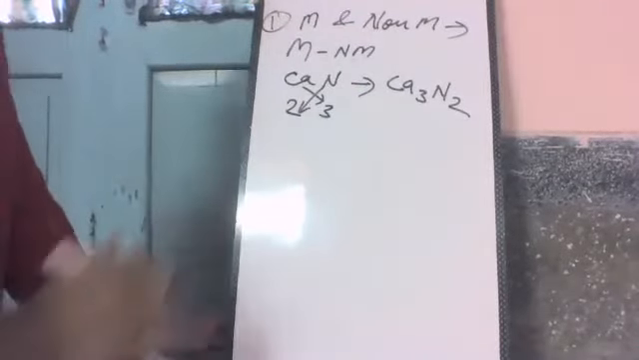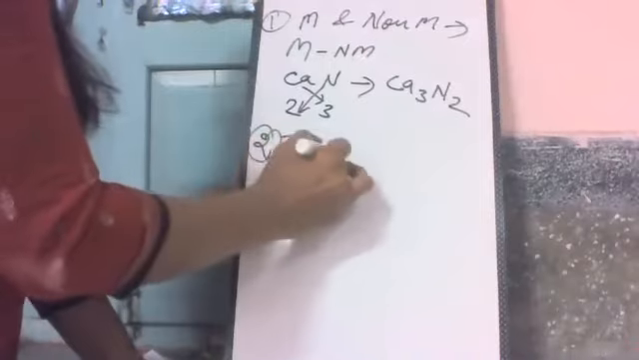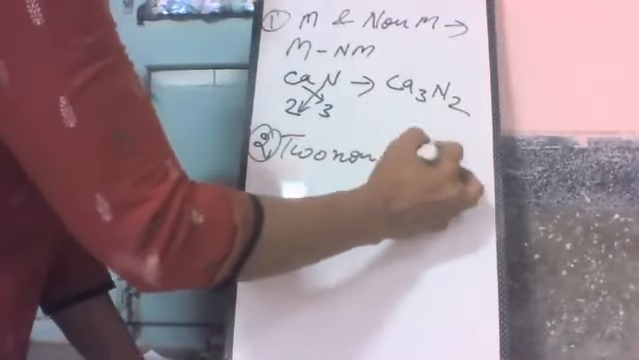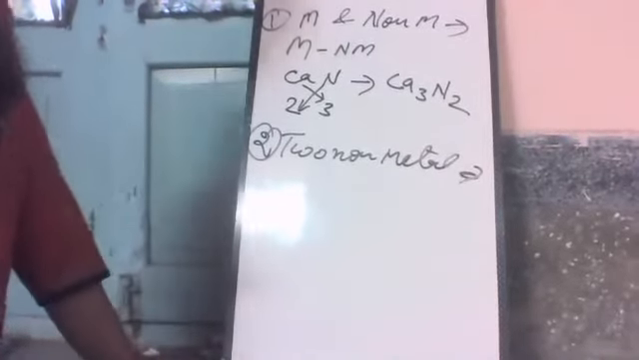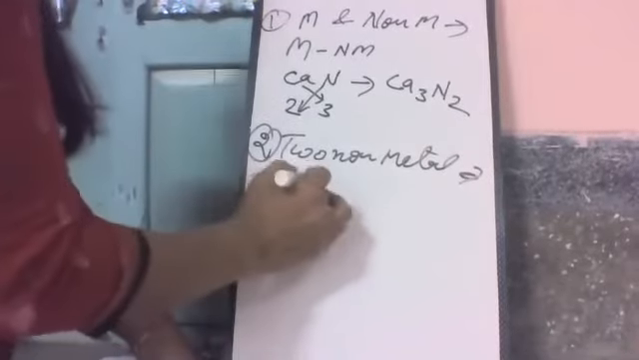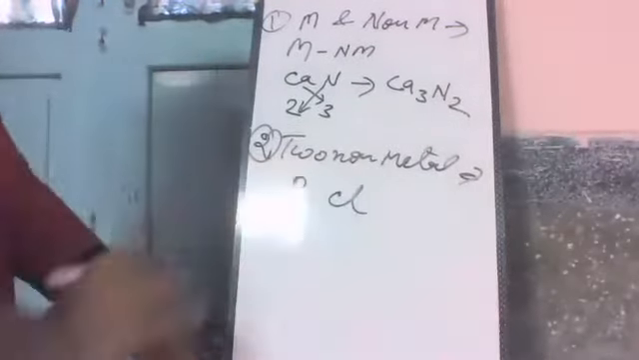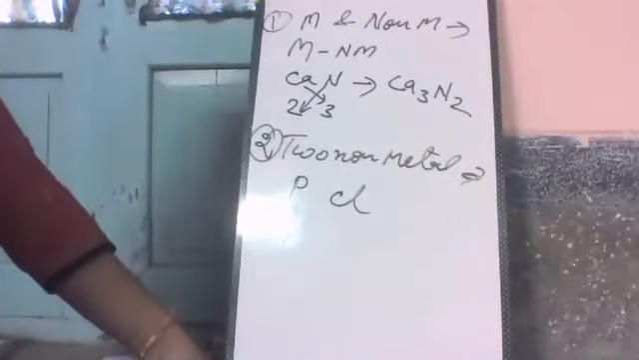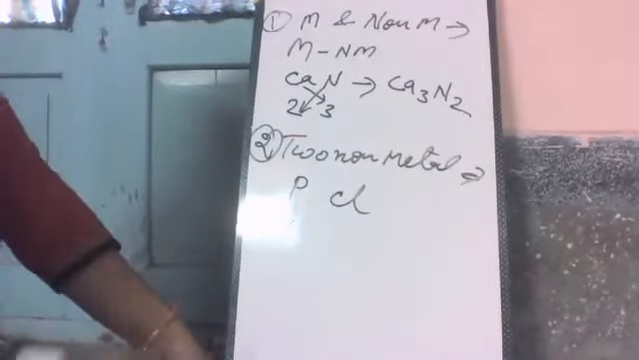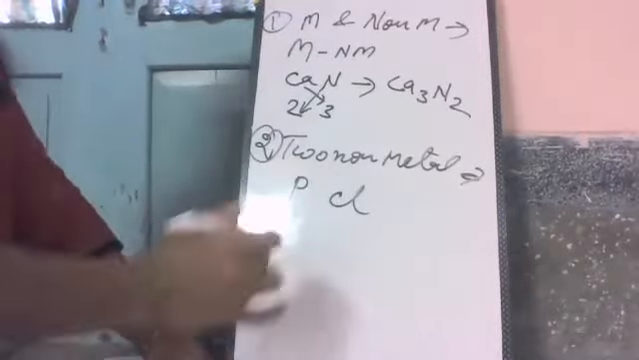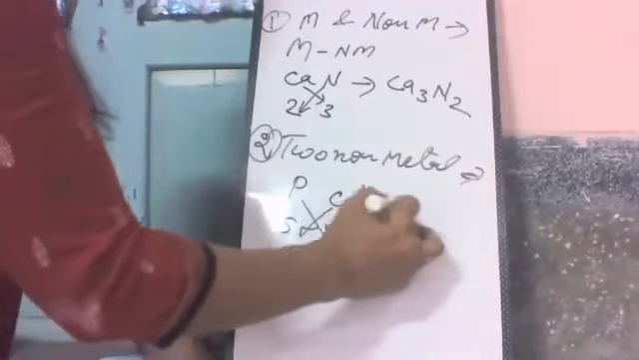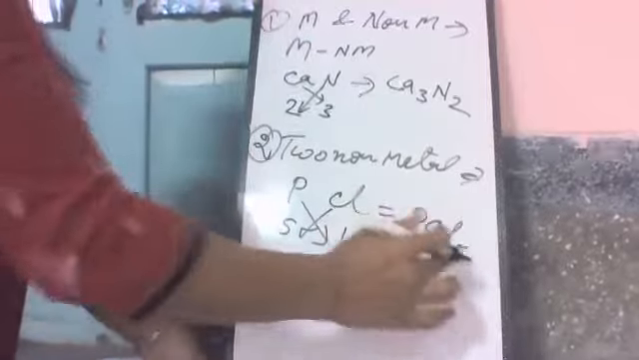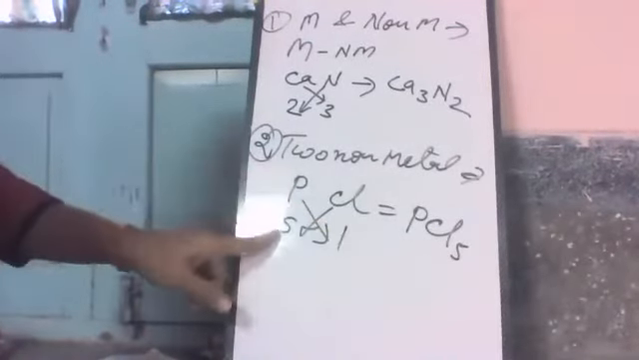Then the condition is two non-metals. In this, prefixes like tri, tetra or penta are added. Suppose phosphorus and chlorine, both are non-metals. Phosphorus has 3, 4 or 5 valency. So if it is 5, then chlorine is 1. Cross them. It is PCl5. It means phosphorus pentachloride. If it is 3, then phosphorus trichloride.